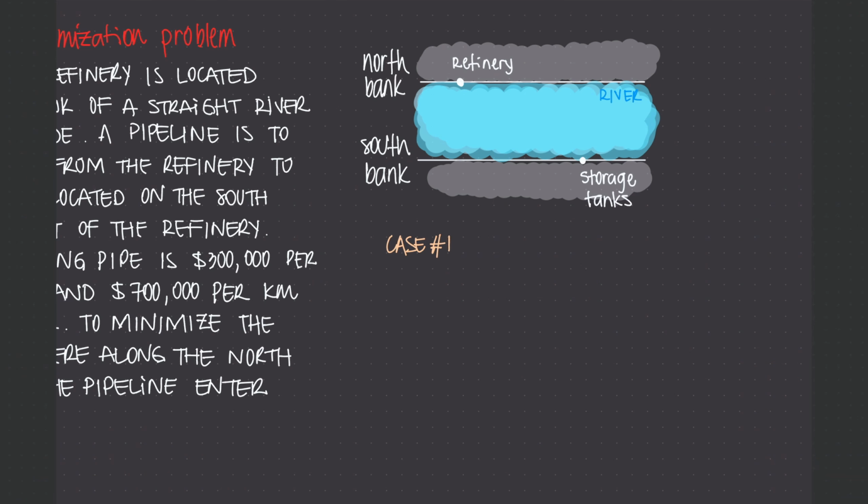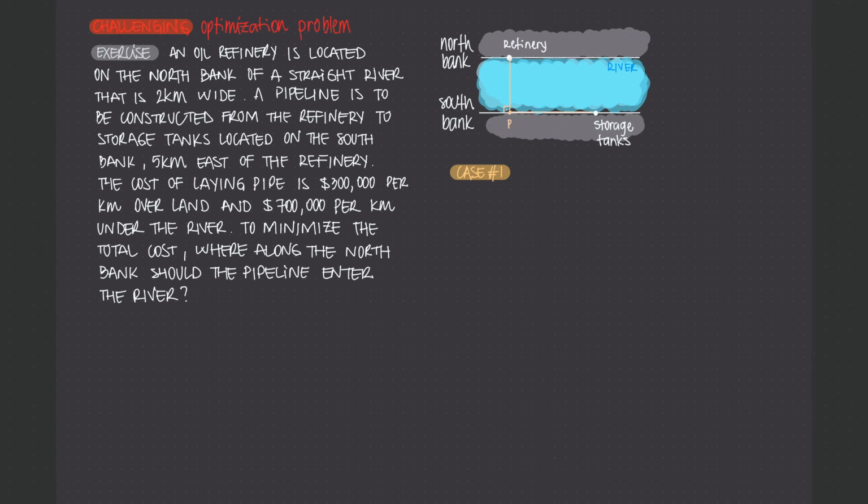So what do we have here? Let's call this special case number 1. For case number 1, we're going to go directly from north to south using a 90-degree angle, and then from this point, which we're going to call P, to the storage tanks. Now, what are the distances involved? We have a river which is 2 kilometers wide, and the storage tanks are located on the south bank 5 kilometers east of the refinery. Therefore, this distance right here is 5 kilometers.